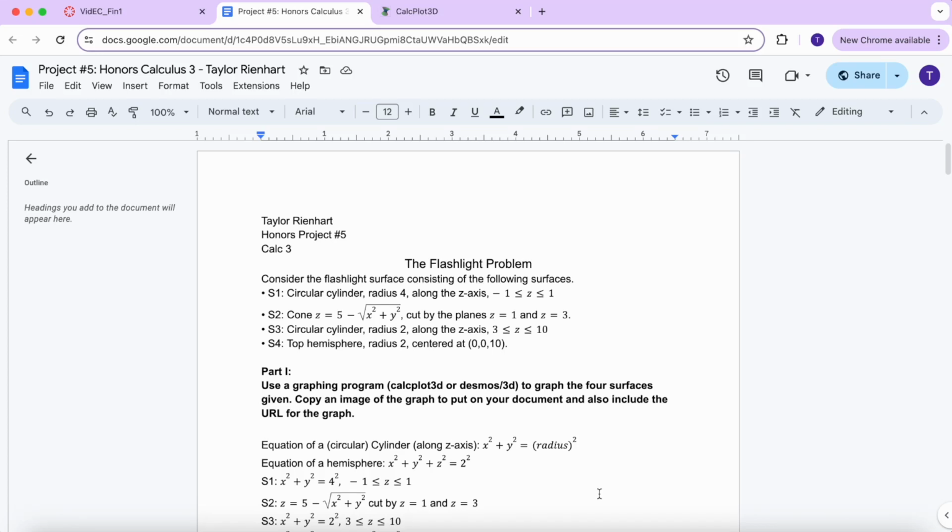Hello. So today we're going to be going over the flashlight problem. Basically, this is a problem where we have four surfaces, and when they are put together, they create the shape of a flashlight in a graphing program or the assumed shape of a smooth flashlight.